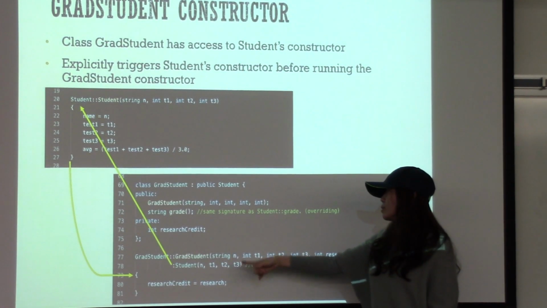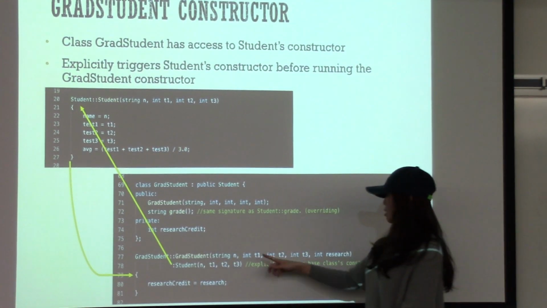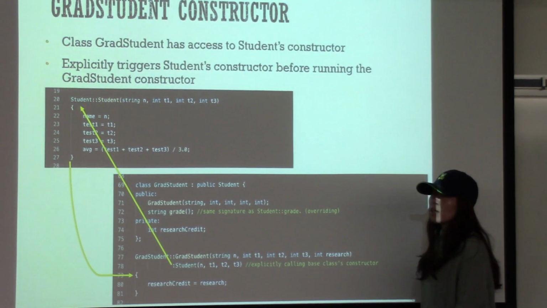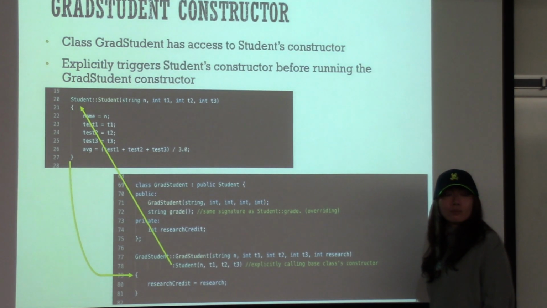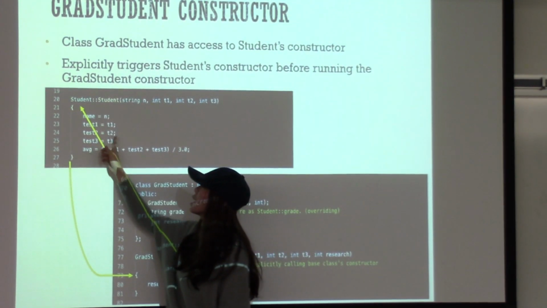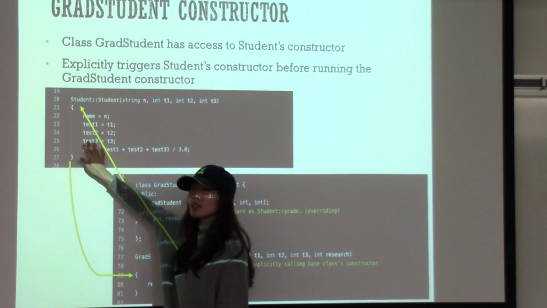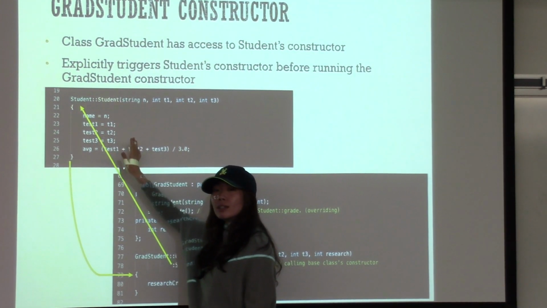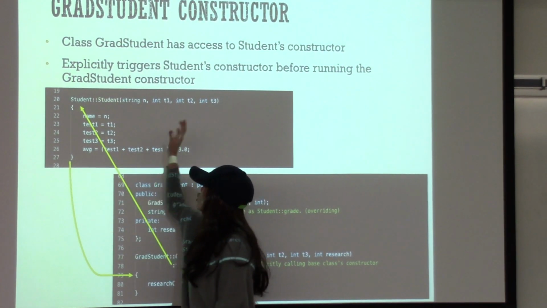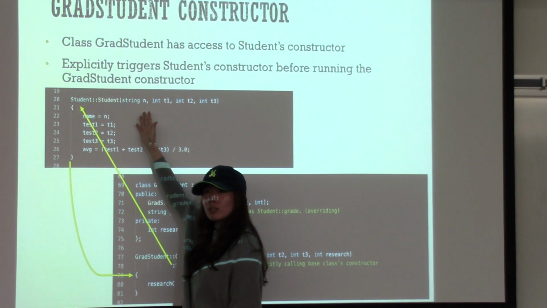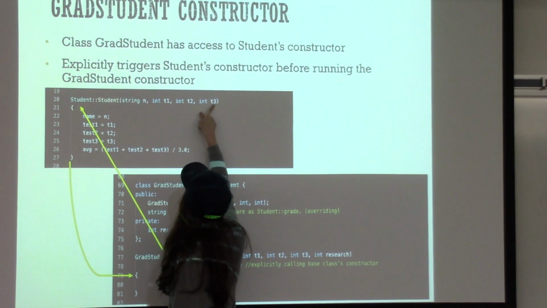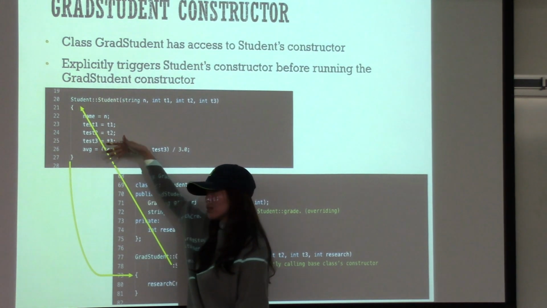For grad student, can I write test 1 equal to T1, test 2 equal to T2, test 3 equal to T3? You cannot. You cannot access these, whether putting anything equal, reading or writing, you just cannot touch it. It's private to student. It's owned by student, controlled by student. If you want to change it, you do it through student. That's what the student constructor is for. The student constructor is native to student and takes parameters and changes private members.